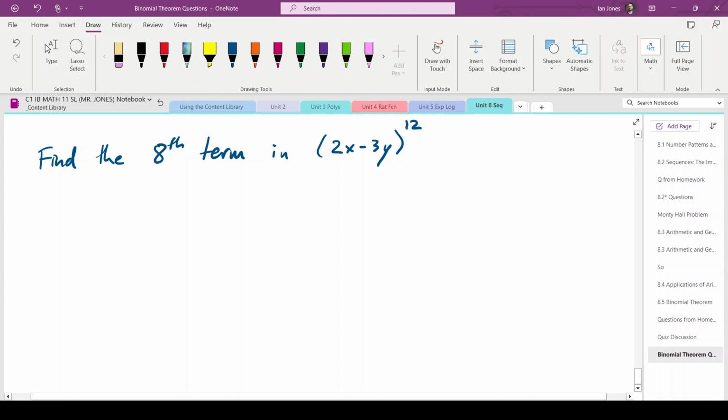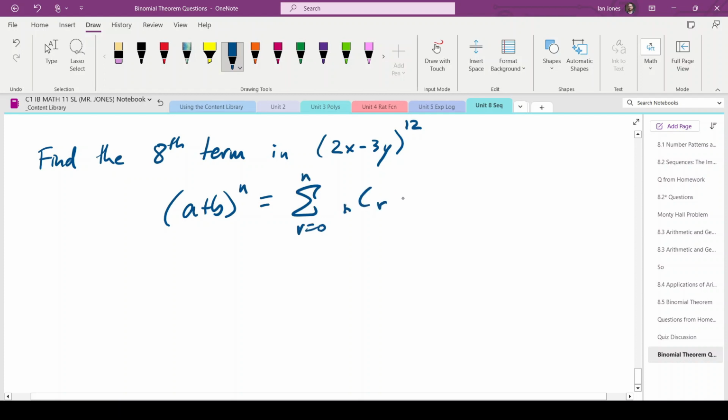Next example, I'm going to find the 8th term in (2x minus 3y) to the 12th, again using the binomial theorem. So I'll write out the binomial theorem. I have that (a plus b) to the n is the sum from r equals 0 to n of n choose r, a to the n minus r, b to the r. This time I'm going for a specific term. So my k is 8. That's going to tell me what my r is as well.